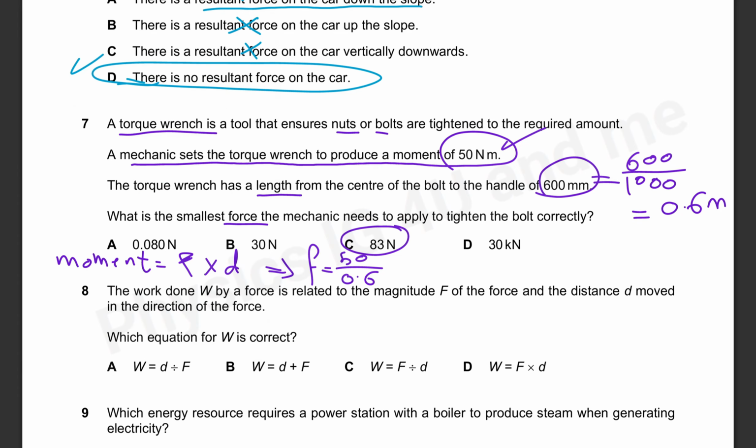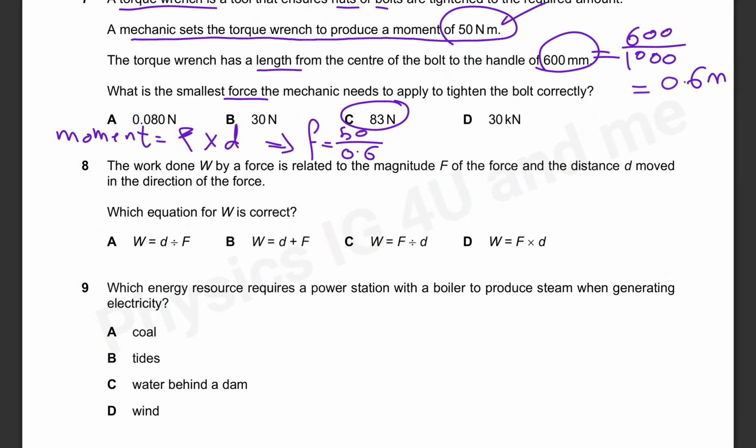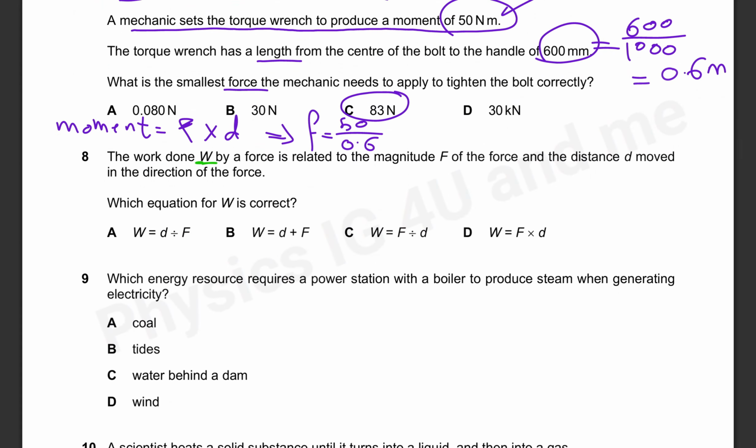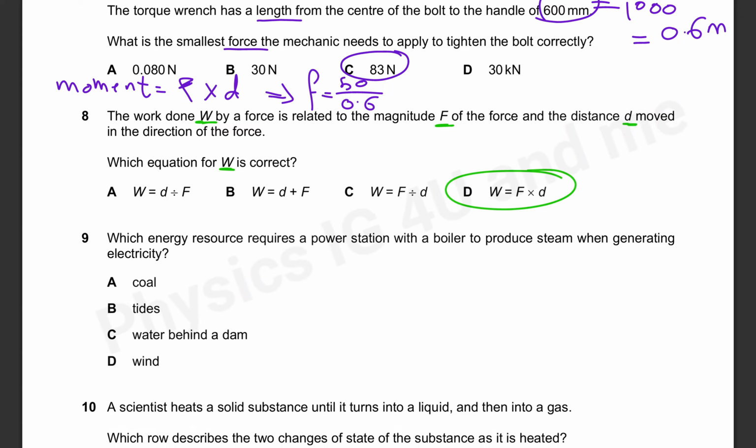The next question, 8, they say, the work done, W, by a force is related to the magnitude of the force and the distance moved in that direction. Which equation for the work is correct? We know already work equals force multiplied by distance. So it is option D. Question 9.